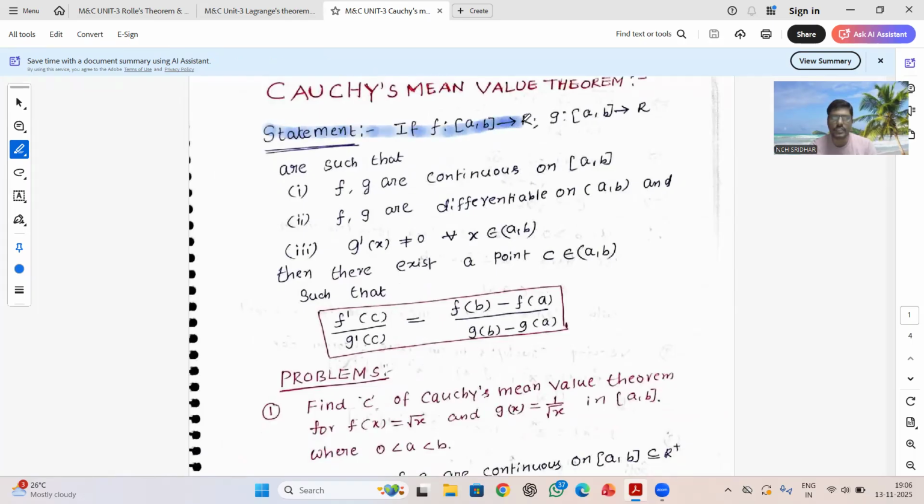If f maps closed interval a comma b to R, g maps closed interval a comma b to R, so here two functions are there. f and g are continuous on closed interval a comma b, f and g are differentiable on open interval a comma b, and g dash x not equal to 0 for all x belongs to open interval a comma b, then there exists a point c belongs to a comma b such that, this is a very important condition, f dash c by g dash c is equal to f of b minus f of a by g of b minus g of a. This is the Cauchy mean value theorem.